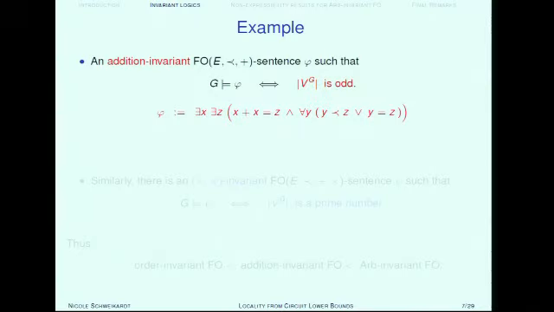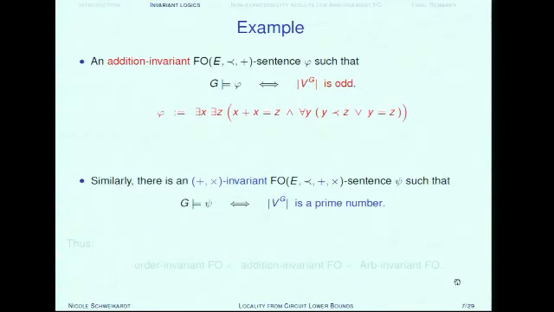So here is an addition invariant first order formula that expresses that the number of vertices is odd. So the number n of vertices is odd. This means that the universe is associated with numbers 0, 1 up to n minus 1. This means that the maximum element in my universe has to be even, and that's what the formula says. There exist numbers x and z, such that z is the maximal element with respect to the linear order, and z is an even number.